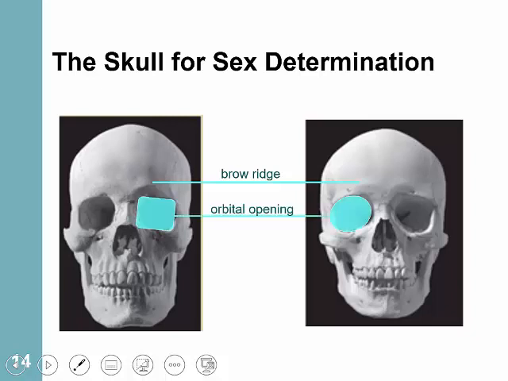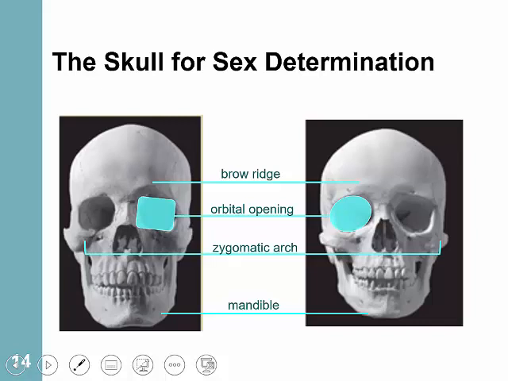We also see the orbital opening, or the eye socket, tends to be more square or rectangular in a male than in a female, where we generally see it being more oval shaped. We can also see the zygomatic arch, which is the cheekbone, and that tends to, again, be more prominent in males. It tends to stick out past the top of the cranium for males, and for females, it tends to lie closer to the sides of the face.